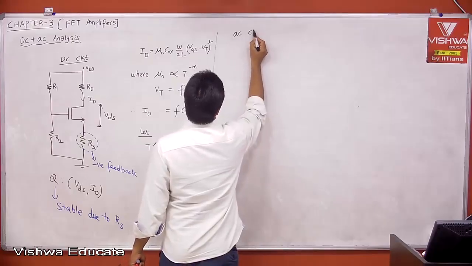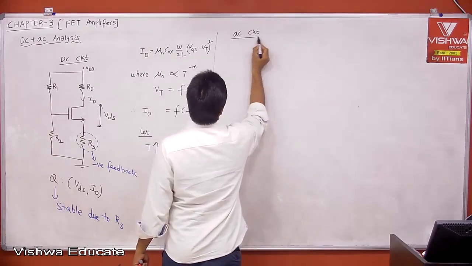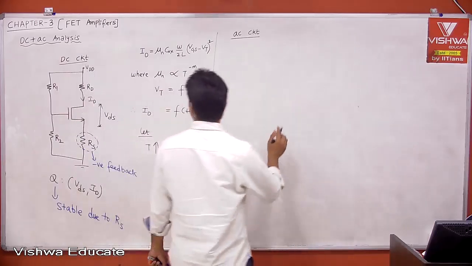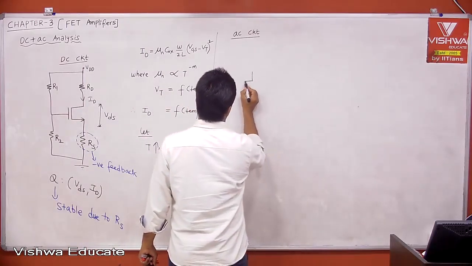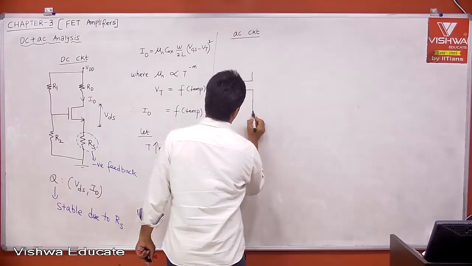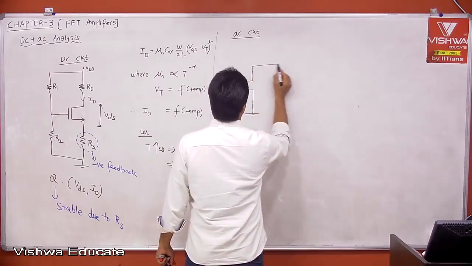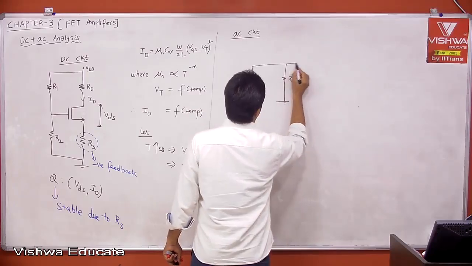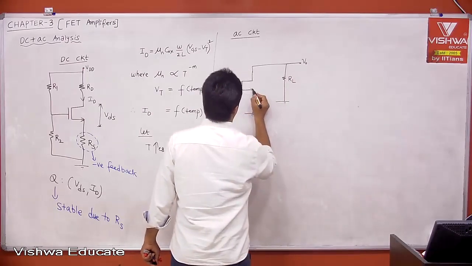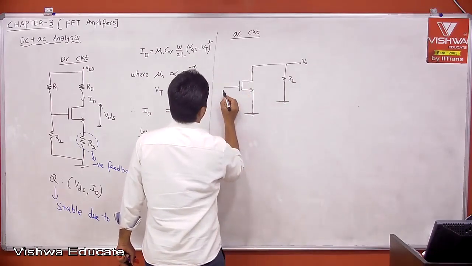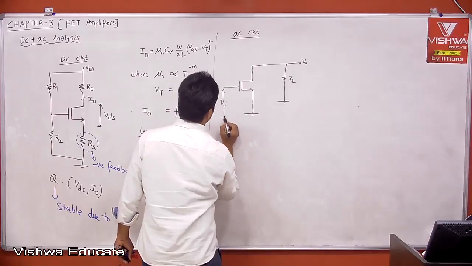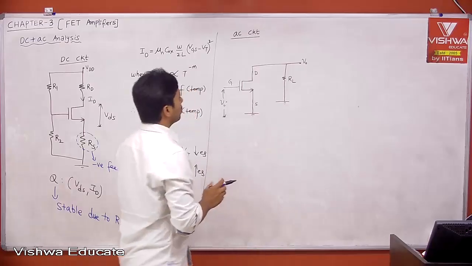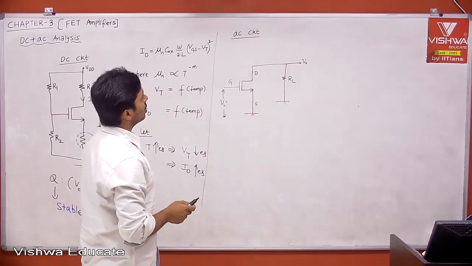Therefore, from AC analysis, we want a common source amplifier, because that is what is giving you more voltage gain. If you take a common source amplifier, this is the load, and this is your V0, this is your Vi. This is what we are expecting from AC analysis, right? Gate, source, drain. This is your AC circuit.